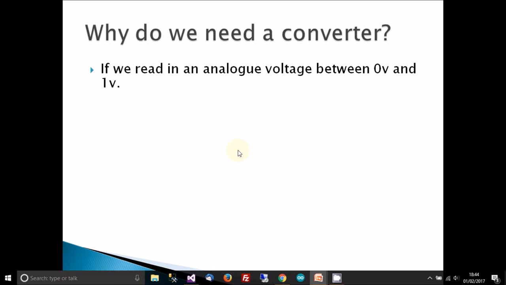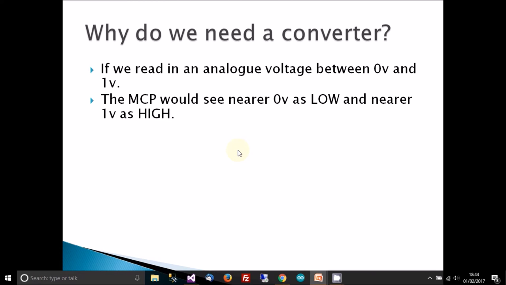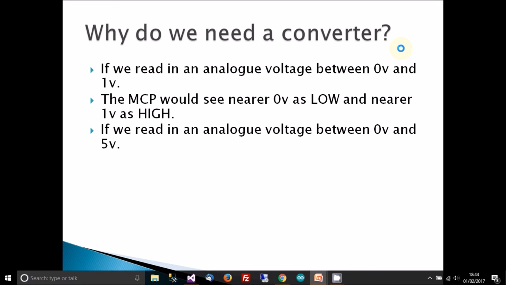So, okay, I'll try and illustrate this now and provide some examples. If we read an analogue voltage between 0 volts and 1 volt into a microprocessor or something like that, the microprocessor would see nearer to 0 as low and nearer to 1 volt as high. So remember, a microprocessor can only see high or low. It can't see a scale. So if you're reading an analogue voltage between 0 and 5 volts, if it was closer to 0, it would read low. If it's closer to 5, it would read high.